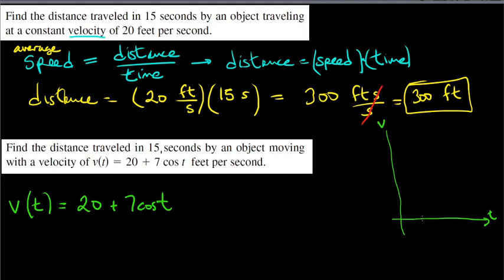So the time is 15 seconds. So 5, 10, 15 seconds. Right? Each one of these is 5 seconds. And then the velocity is 20 feet per second, right? So 5, 10, 15, 20, 25. Okay, and this is in feet per second, right? So notice that the graph is just a horizontal line, right? Because it's a constant function. Constant functions are just horizontal lines, right?